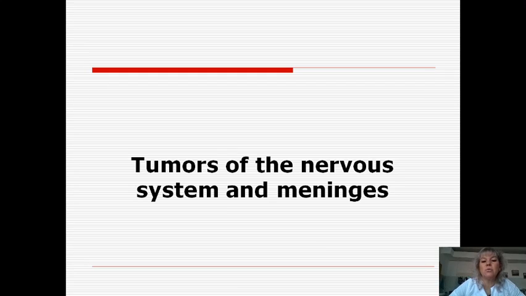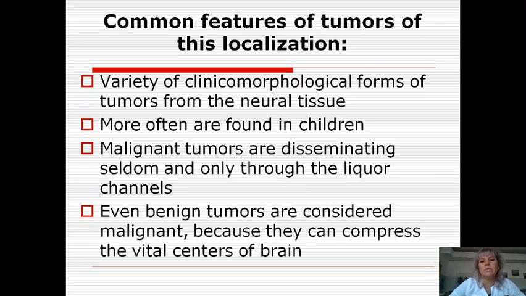The next information is about tumors of the nervous system and meninges. What is the common feature of tumors of this localization? A variety of clinical morphological forms of tumors from the nervous system. More often they are found in childhood. Malignant tumors disseminate seldom and only through the liquor canals. Even benign tumors are considered malignant because they can compress the vital centers of the brain.